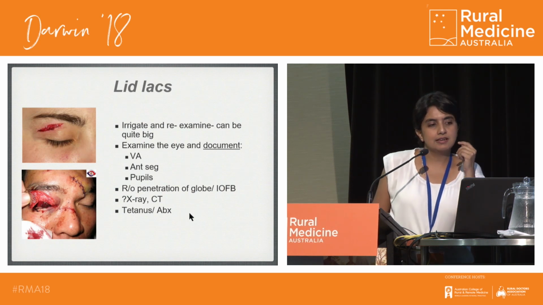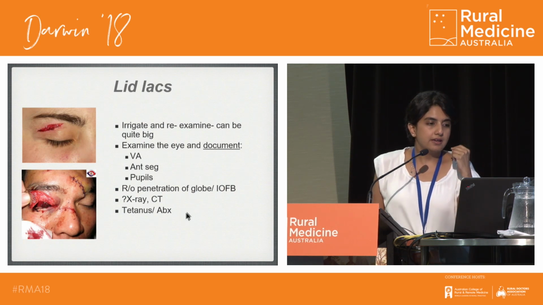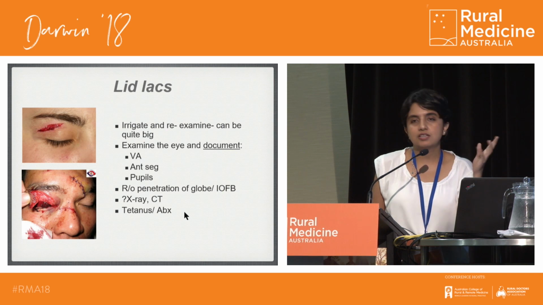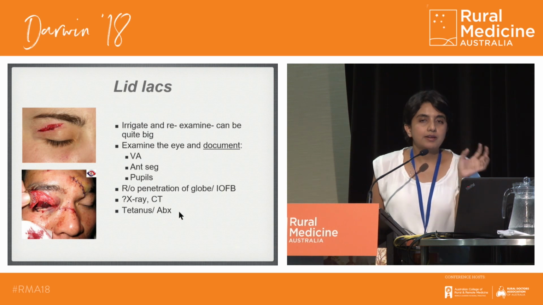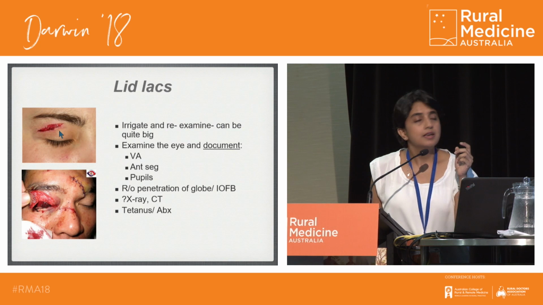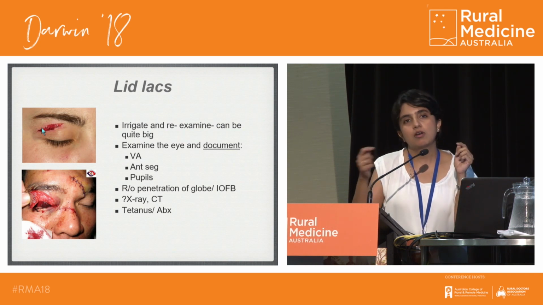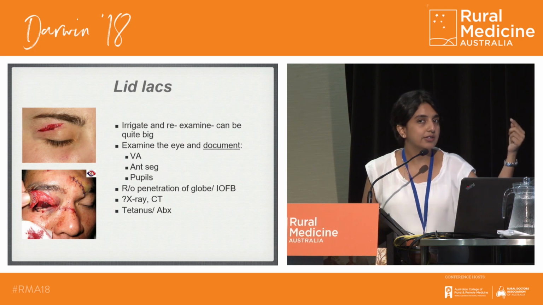Lid lacerations can be simple to really complex lacerations. As with any laceration anywhere in the body, the first thing to do is to irrigate and to re-examine and assess the extent of the laceration, because they can be quite misleading at the beginning. So the top picture is actually just a superficial laceration, but I have seen lacerations that look like that, but then when you prod with a cotton bud or a clean instrument, they can literally go through and through.